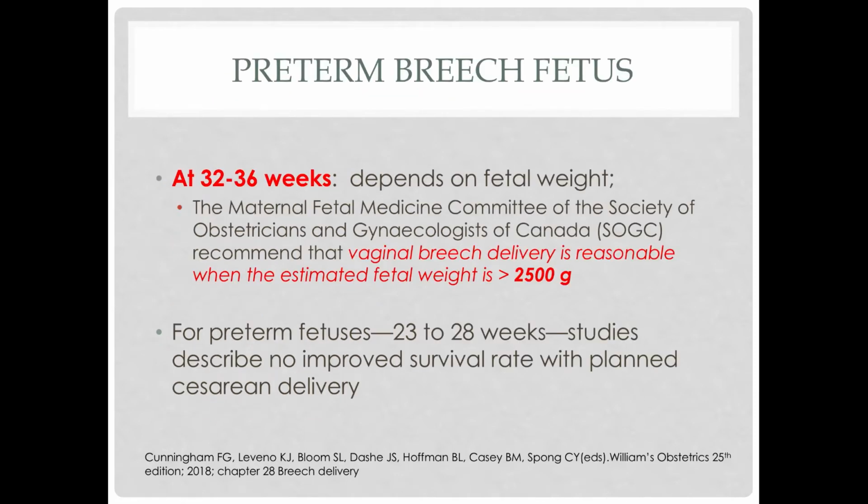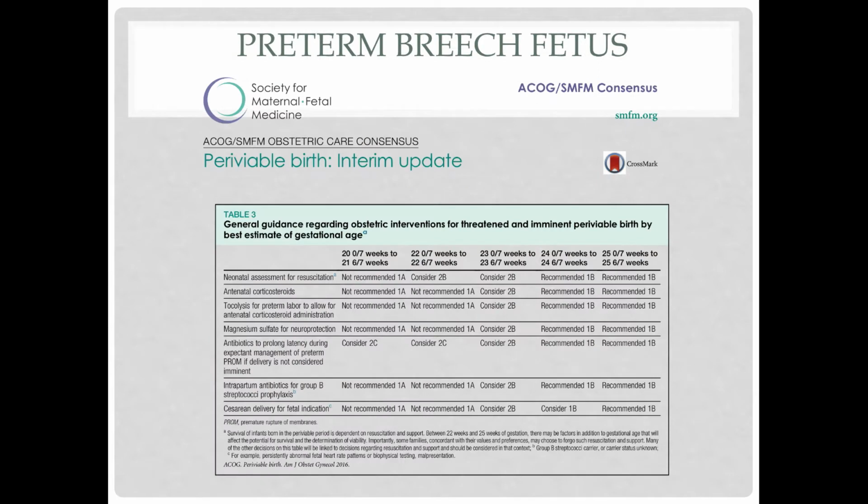Now, for preterm breech fetuses at 32 to 36 weeks, the decision whether to do a cesarean or a vaginal delivery shall depend on fetal weight. The SOGC recommends that vaginal breech delivery is reasonable when the estimated fetal weight is more than 2,500 grams. For preterm fetuses, that's about 23 to 28 weeks, studies describe no improved survival rate with planned cesarean delivery or with an outright cesarean delivery.